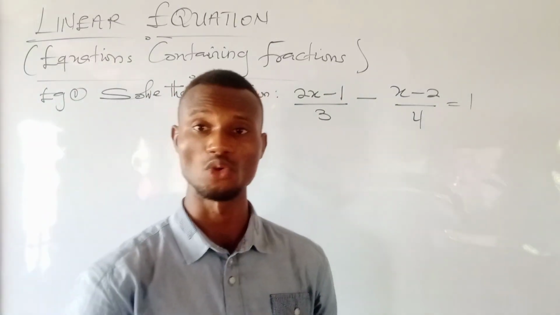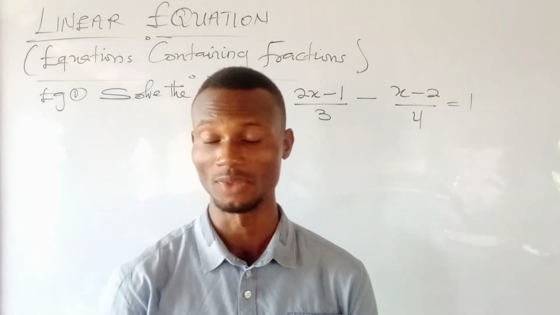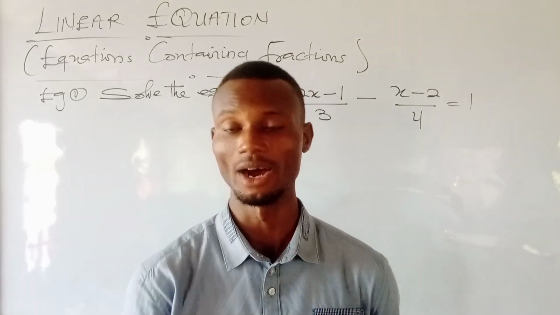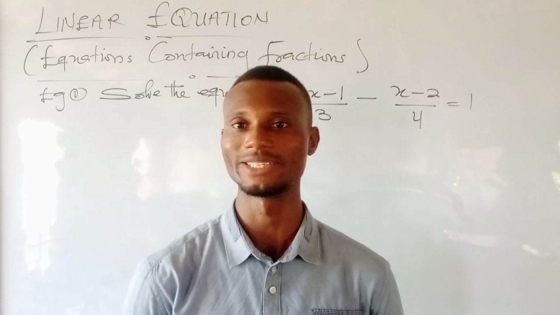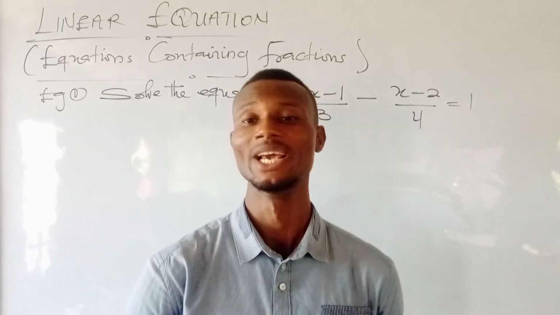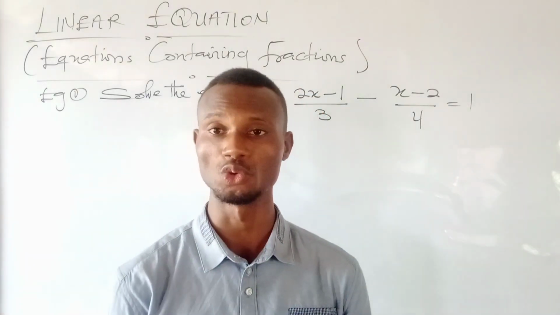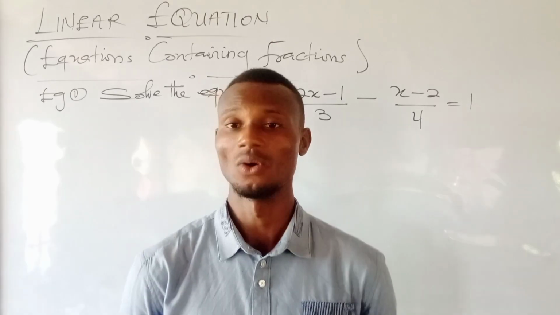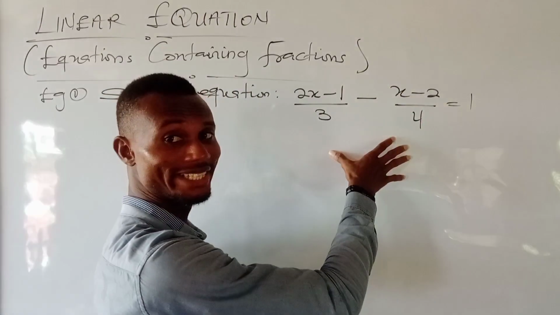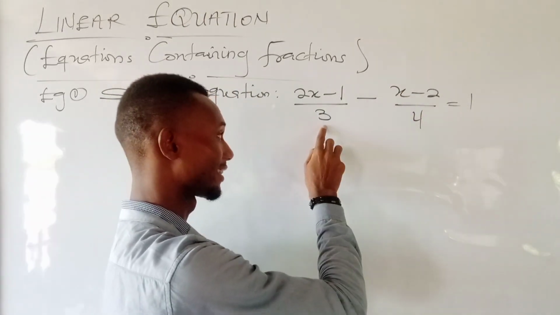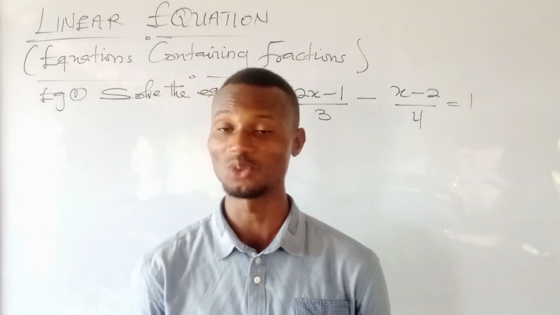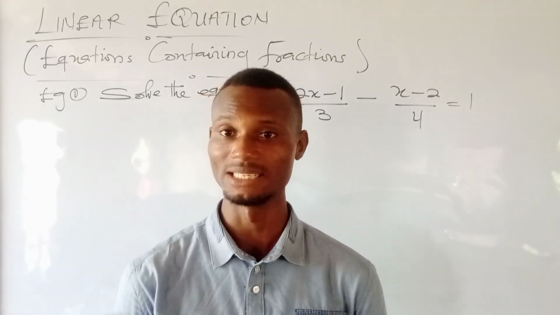Anytime you have an equation that contains fractions and you want to solve it, the first thing to do is to multiply through by the LCM. Let me reiterate: anytime you have a linear equation that contains fractions and you are to solve it, the first thing to do is to multiply through by the LCM. How you get the LCM is to use the denominators. The denominators in this equation are 3 and 4. You use the denominators to find the LCM, and I've already taught you how to find the LCM of numbers in the previous videos.